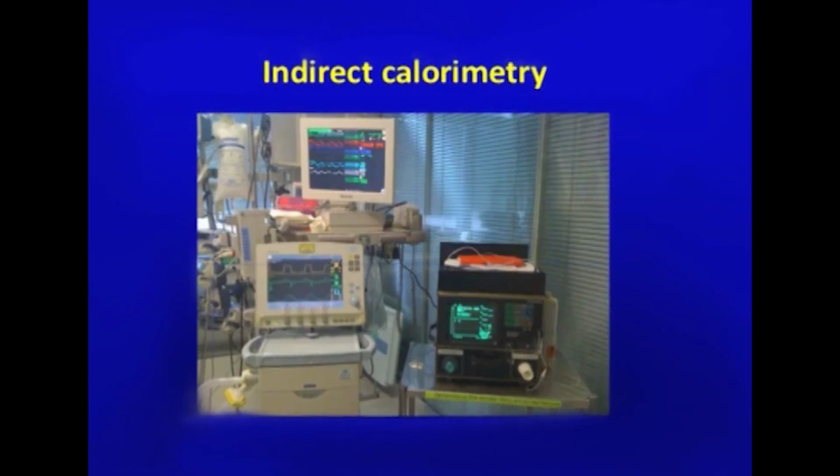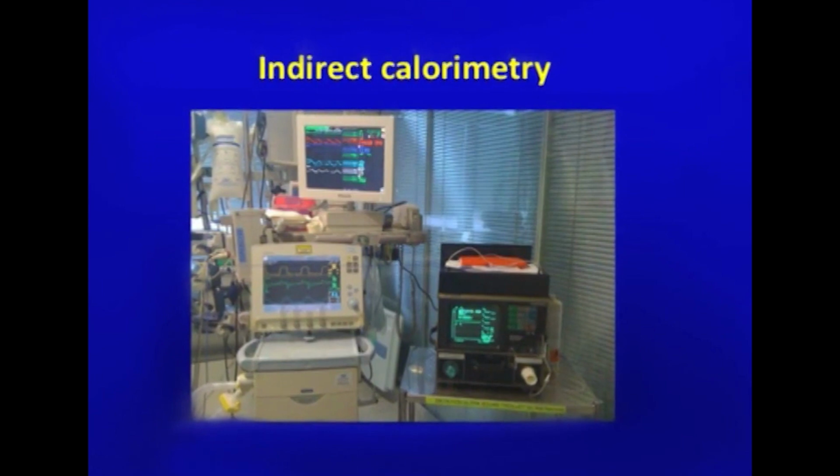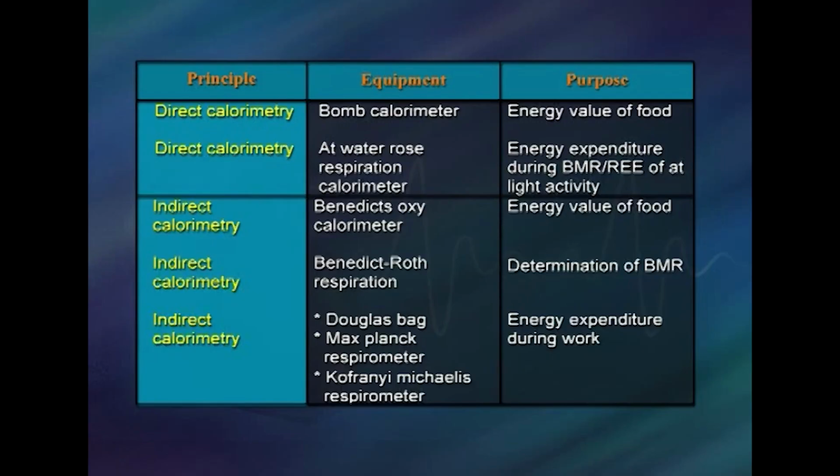Indirect calorimetry is based on the principle that when an organic substance is completely combusted, either in a calorimeter or in the human body, oxygen is consumed in amounts directly related to the energy liberated as heat. So, direct calorimetry is done by the bomb calorimeter, where the energy value of food is estimated, and also by the Atwater Rosa respiration calorimeter, where the energy expenditure during BMR and resting energy expenditure at light activity is measured.